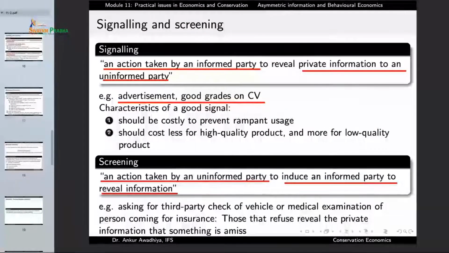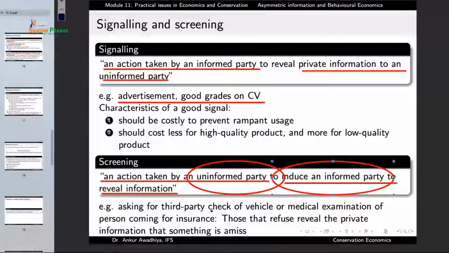So screening is an action that is taken by an uninformed party. In this case, the buyer who is going into the used car market or the insurance company, because they do not have the information. And this action is to induce an informed party to reveal the information.